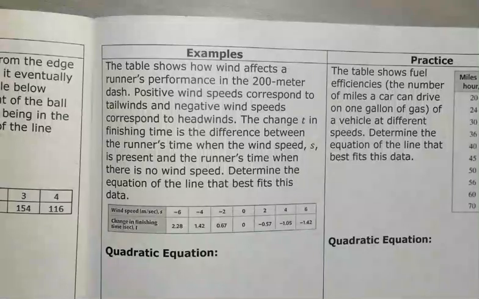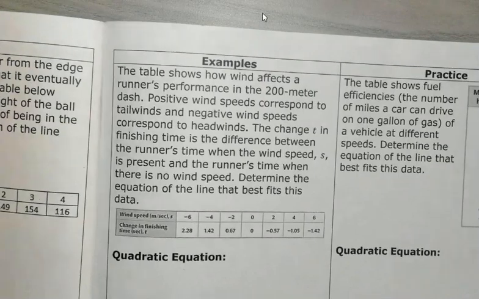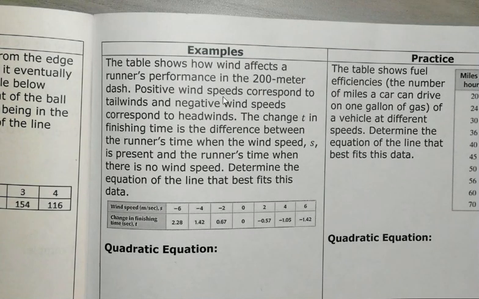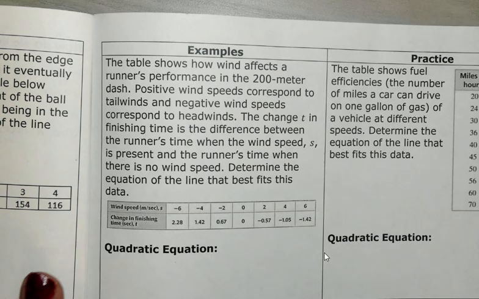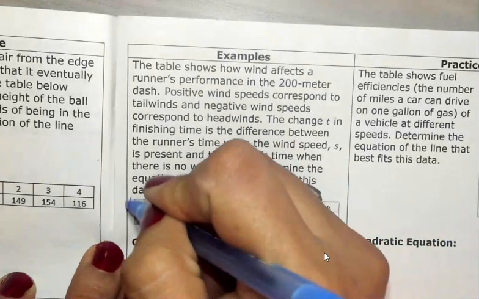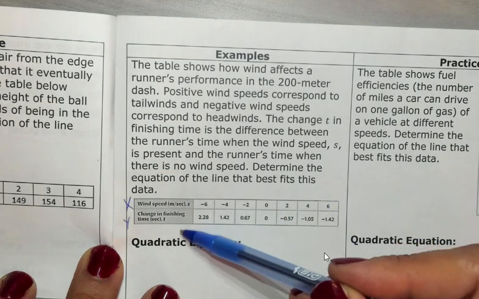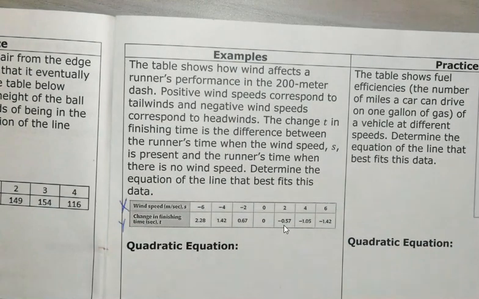All right, let's do one more example. The table shows how the wind affects the runner's performance in the 200-meter dash. Positive winds correspond to tailwinds, and negative wind corresponds to headwinds. The change t in the finishing time is the difference between the runner's time and the wind speed s. All this information is for you to understand what this table represents. But if you follow the pattern, x is on top, y is on the bottom. The input is the wind speed, and the output is the change in finishing time.